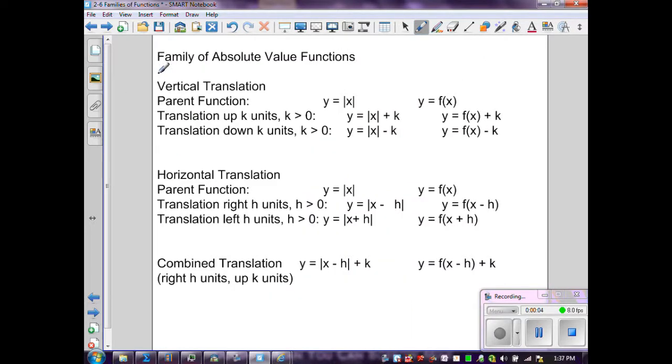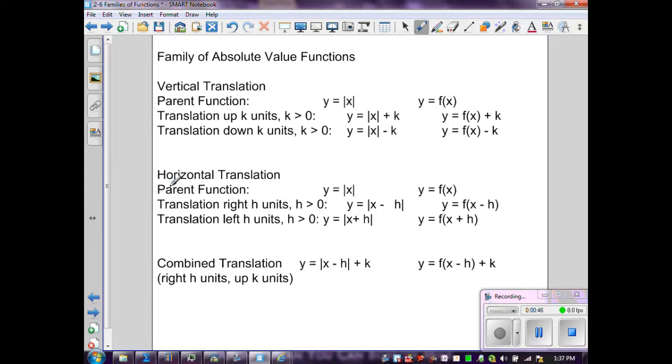This slide defines the translations to a parent function, and here we're going to use it for the family of absolute value functions. So if we're going to have a vertical translation on the parent function of y equals the absolute value of x, we're going to have k define that vertical translation. And if k is positive or greater than 0, then that's going to tell me that it's going to translate up that many units. If k is less than 0 or negative, it's going to translate down or move down that many units. So our parent function is y equals the absolute value of x. For up and down, absolute value plus k moves up, absolute value minus k moves down.